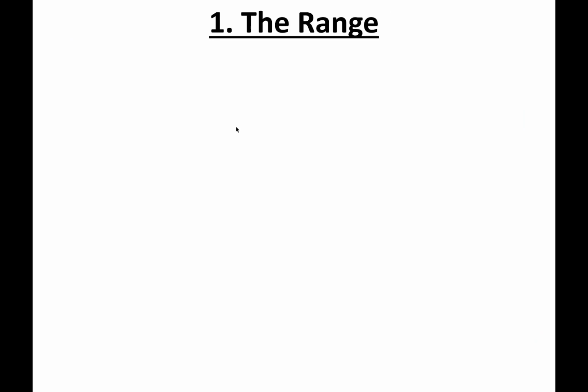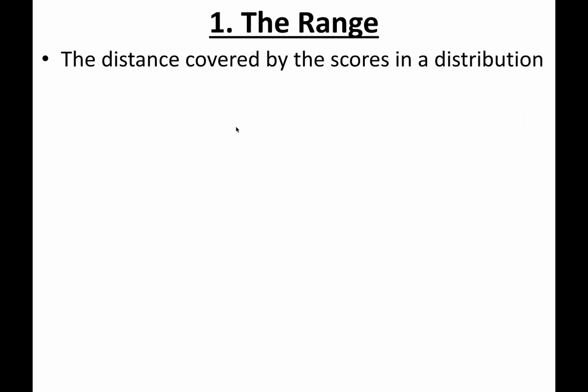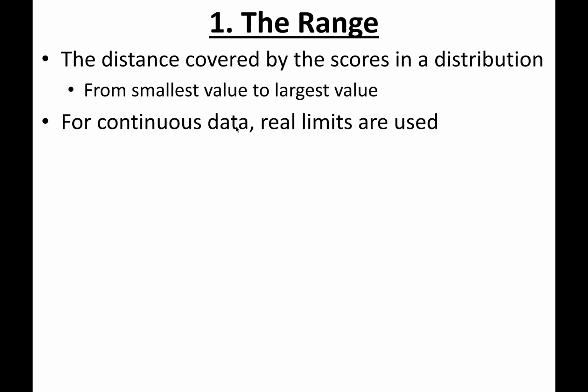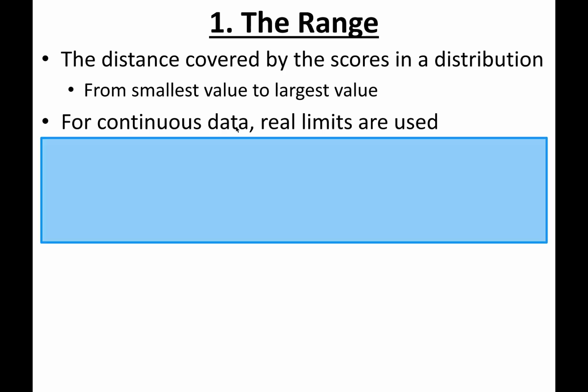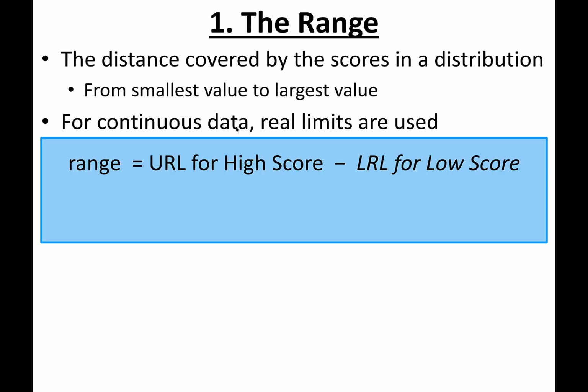So let's talk about the range first, though, okay? Again, the range basically tells us the distance covered by the scores in a distribution. It's a very simple formula. Basically, we have to find the smallest value in our data set, and we find the largest value in our data set. For continuous data, we can use the real limits, or there's an alternative way to do it. Essentially, there are 2 ways to calculate the range. You can get the upper real limit for the highest score, and you can subtract from that the lower real limit for the lowest score. That way you're covering all the possible bases, and that's one way to calculate the range.